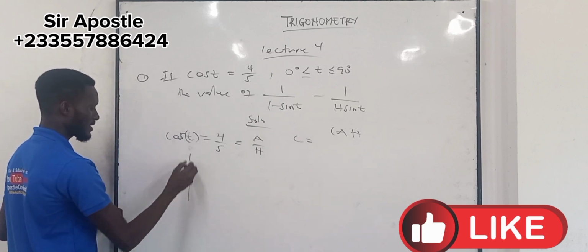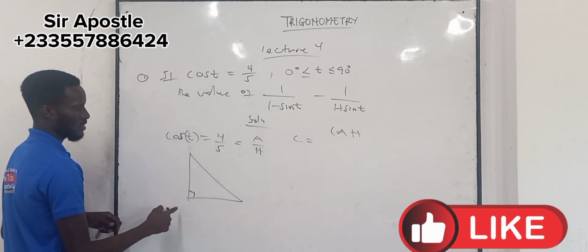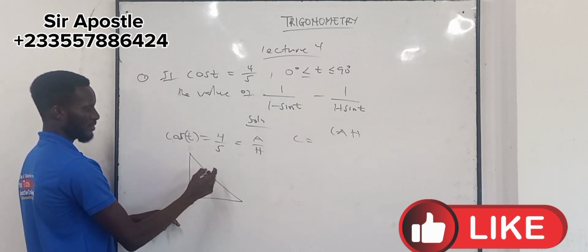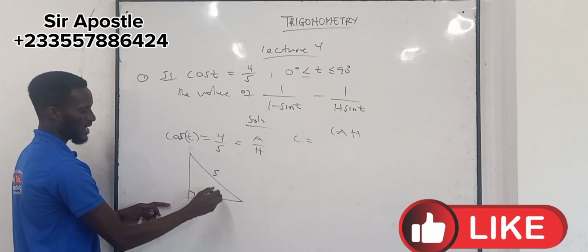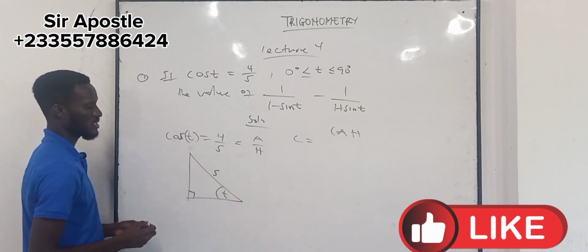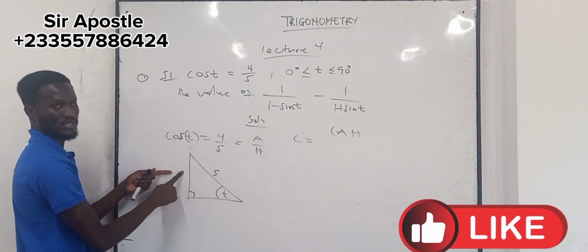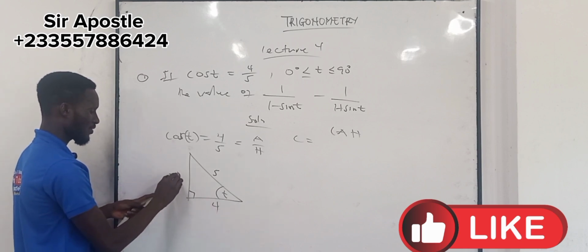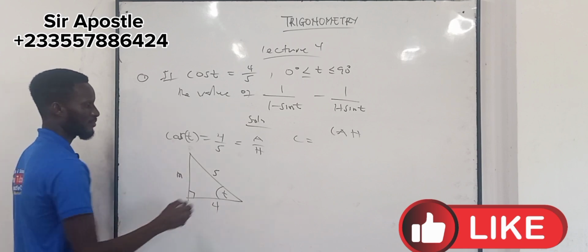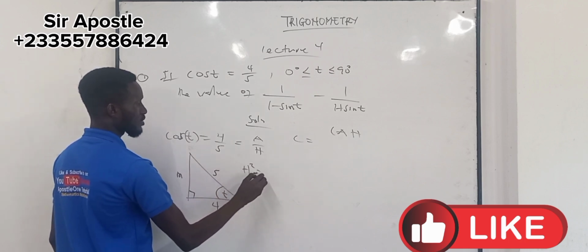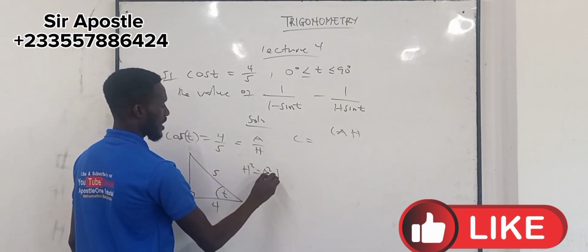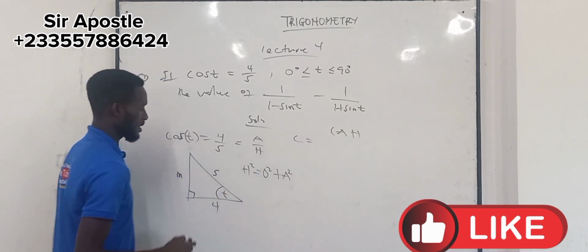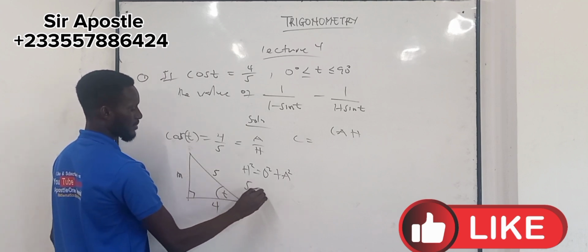So I have to draw my right-angled triangle. The hypotenuse here is 5. Now let me consider the angle here to be t. The adjacent is here, and this side is opposite the angle. Now let me solve for this side. Let's say that side is m. So we said the hypotenuse squared is equal to the opposite squared plus the adjacent squared. The hypotenuse is 5. We don't waste time here.